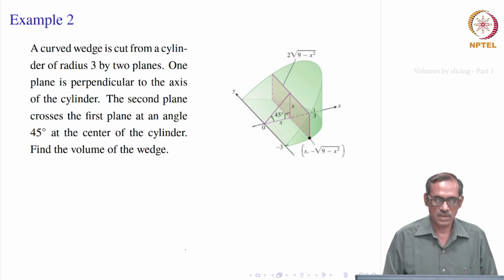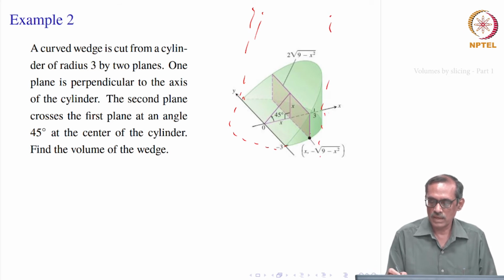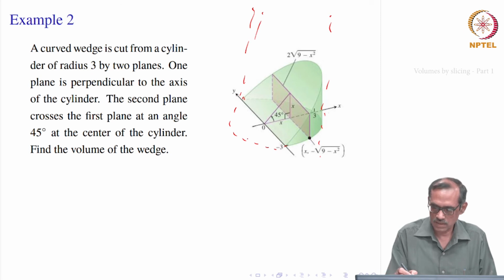So, here what happens? A curved wedge is cut from a cylinder of radius 3 by 2 planes. So, we have a cylinder. Imagine it is going this way, standing like this. On the xy plane, you have its base and it is standing on the xy plane. So, that is what a cylinder will look like, a circular cylinder, and the base is a circle of radius 3.